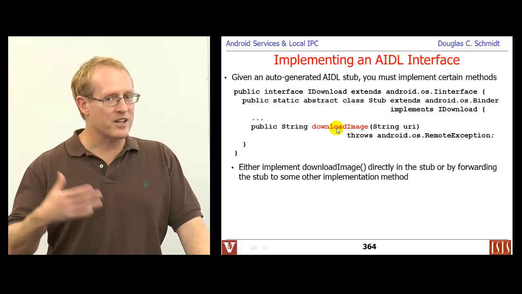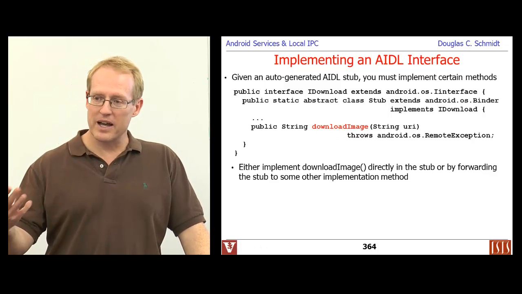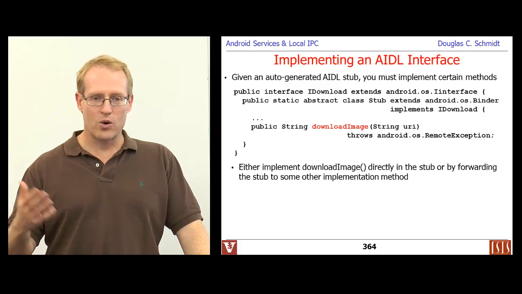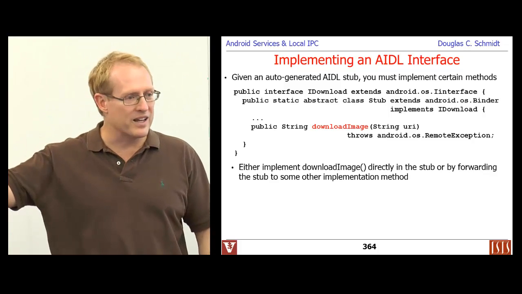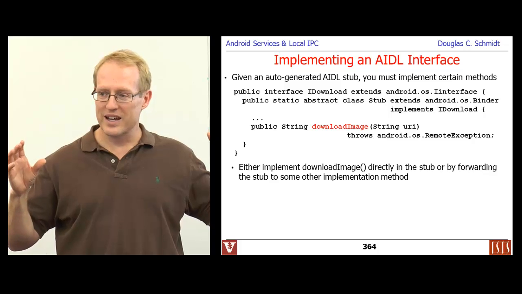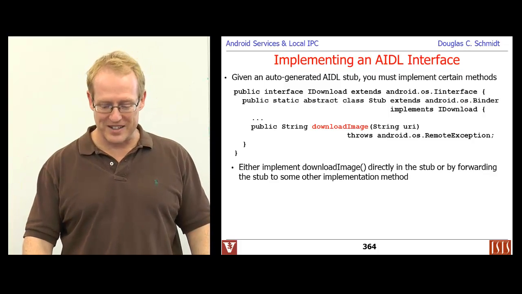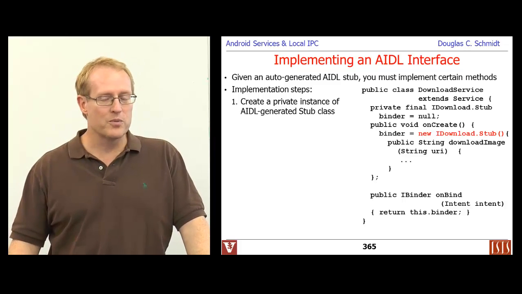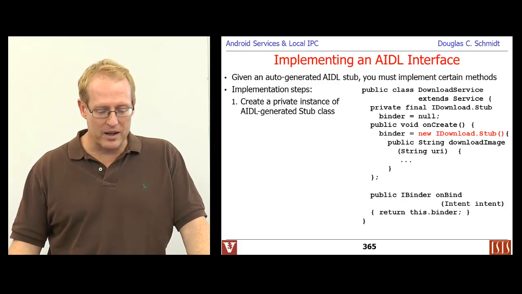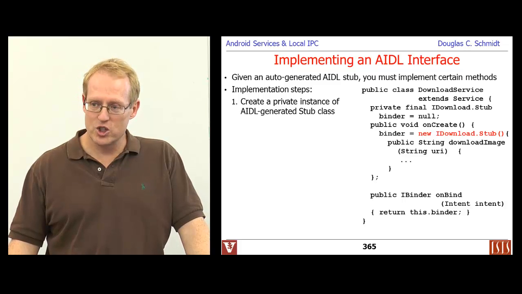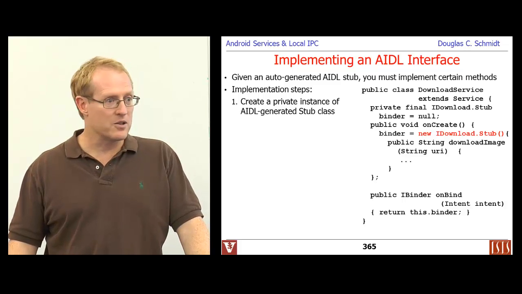And we have to implement this, and you either implement it by subclassing from stub or creating an anonymous inner class, or subclassing and then forwarding, however you want to do it. Somebody has to implement download image to do the thing that you actually want to get done. So here's what you do. You start out by typically creating a private instance of the AIDL generated stub class. And again, there's various ways to do this.